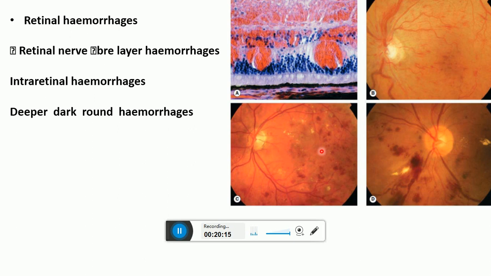After intraretinal hemorrhages, then comes the deeper dark round hemorrhages. As you can see here, deeper dark round hemorrhages represent hemorrhagic retinal infarcts and are located within the middle retinal layers. The extent of involvement is a significant marker of the likelihood of progression to proliferative diabetic retinopathy. So these are deep dark hemorrhages, as you can see.